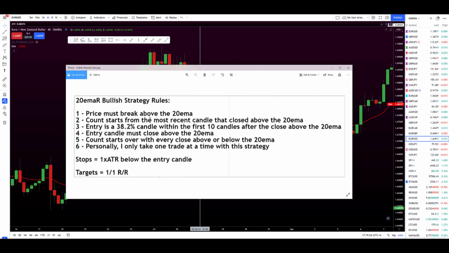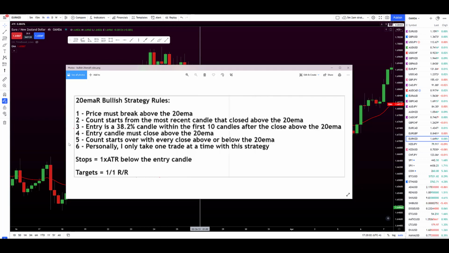Rule number one, price must break above the 20 EMA. This is for a bullish version of the strategy. Rule number two, the count starts from the most recent candle that closed below or above the 20 EMA. And it's actually the very next candle. You'll see that as we go through our backtesting. Rule number three is a 38.2% candle must happen within the first 10 candles after that close above or close below the 20 EMA. Rule number four is the entry candle must close above the 20 EMA. Again, this is for bullish. And rule number five is count starts over with every close above or below the 20 EMA.